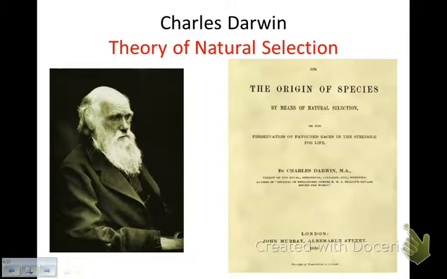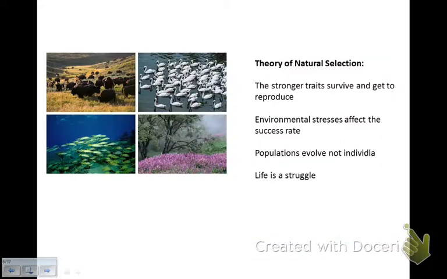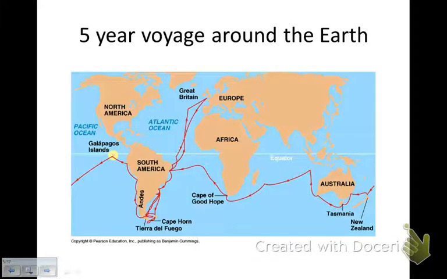So now we're to Charles Darwin. The next whole set of notes is about Charles Darwin. He was the man that wrote the book, The Origin of Species. And he traveled around the Galapagos Islands. So here's a picture. He traveled around the world, and he studied mainly, right over on the left-hand side, the Galapagos Islands. Right there. And he was the one who said survival of the fittest.